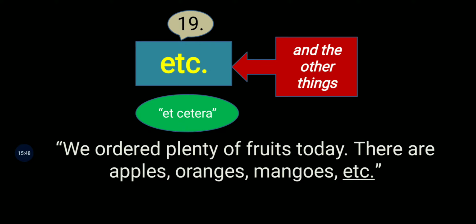Next is etc. etc. means that more things follow, that there are other things to it. It is ideally used when you have a list of things and there are plenty more to be added, but you cannot keep adding those terms. You list three or four and then say etc. The reader would understand that the list goes on and there are more things to follow. For example, we ordered plenty of fruits today. There are apples, oranges, mangoes, etc. You're trying to say that apart from these three, there are other fruits involved as well.